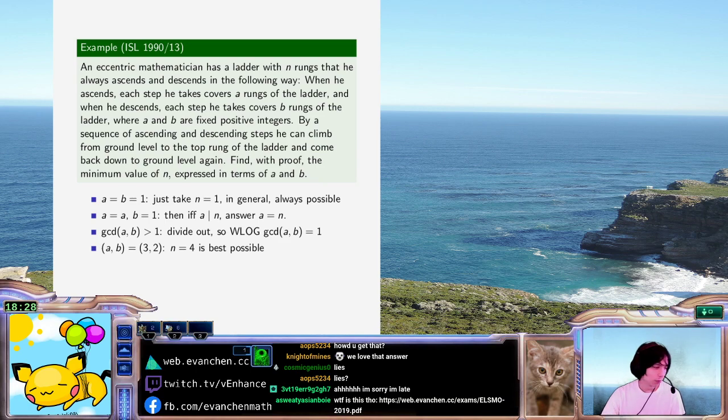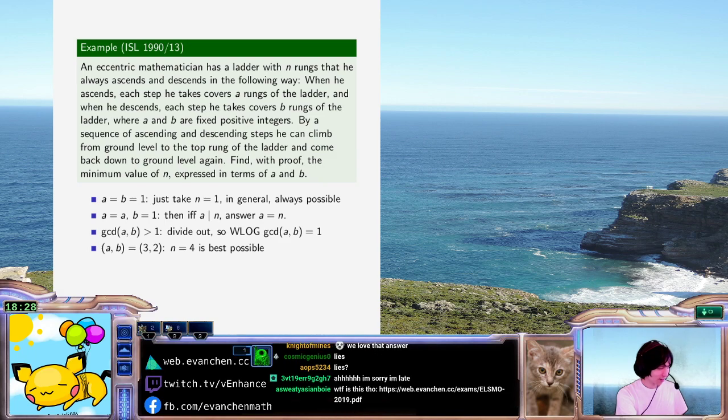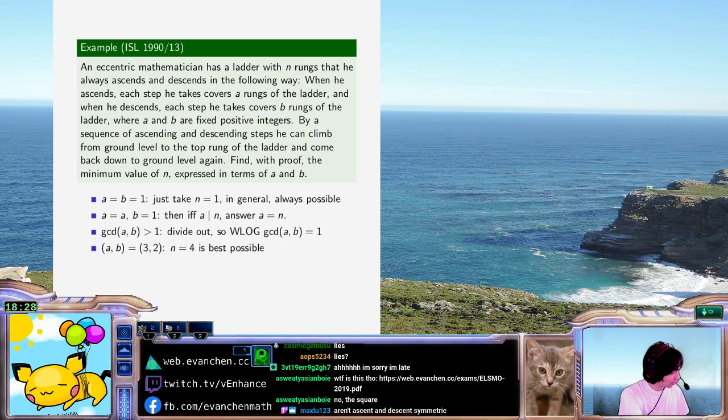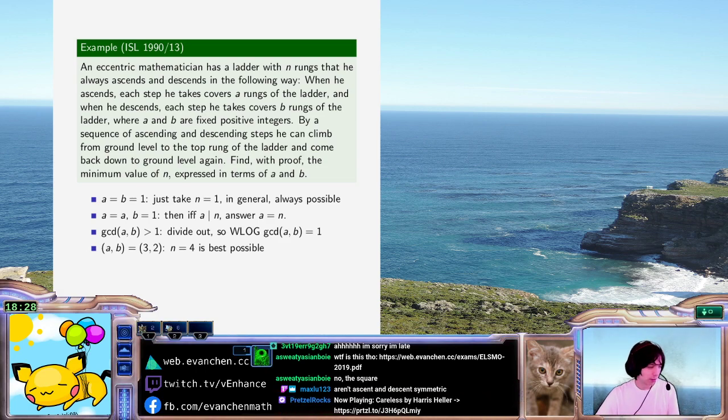What is the Elsmo? It's the Elsmo. Don't worry about it. Yeah, I was impressed that someone managed to type that in LaTeX.